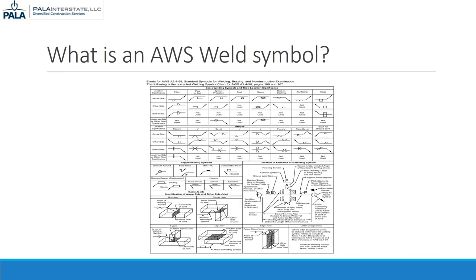An AWS weld symbol is quite simply a graphic depiction of what, how, and where a weld needs to be made. In our industry, welding is a primary function for completing the jobs, and understanding the weld symbols is essential to our success. There's a lot of information in these little pictures, and they can be intimidating at first, but we are going to walk through the form and function of them. They really are meant to be easy to understand.